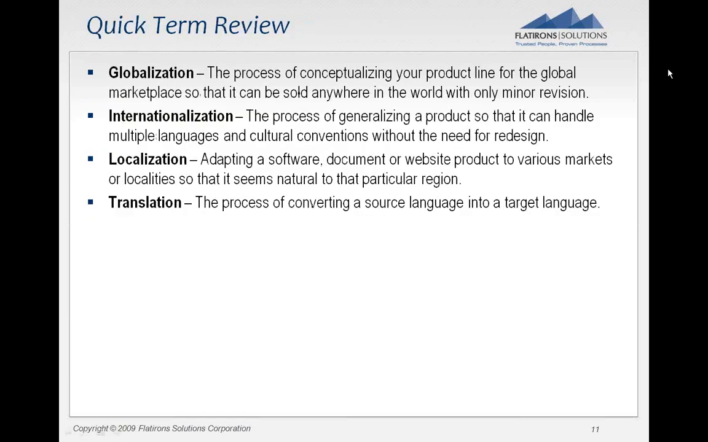Just not assuming that everybody knows, but probably this group already knows the difference between the four areas. Globalization is really the way of conceptualizing the product line for a global marketplace, more of the strategic. Internationalization is a process for making the product generalized so that it is easily translated and localized into different cultures. So internationalization is just something you do on the English side. Just make sure that you're using things that are easier to carry into other markets and areas.